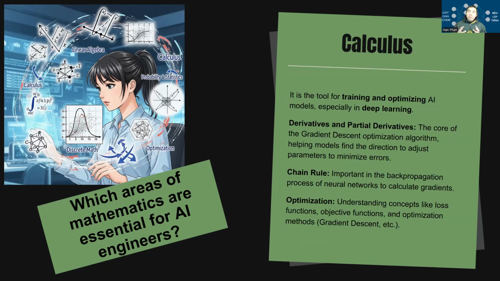The next type of mathematics, which is also very important, is calculus. It is the tool for training and optimizing AI models, especially in deep learning. Techniques like derivatives and partial derivatives are the core of the gradient descent optimization algorithm. It will help the model find the direction to adjust the parameters to minimize the errors. The next thing is the chain rule. This is really important in the backpropagation process of neural networks to calculate the gradients.